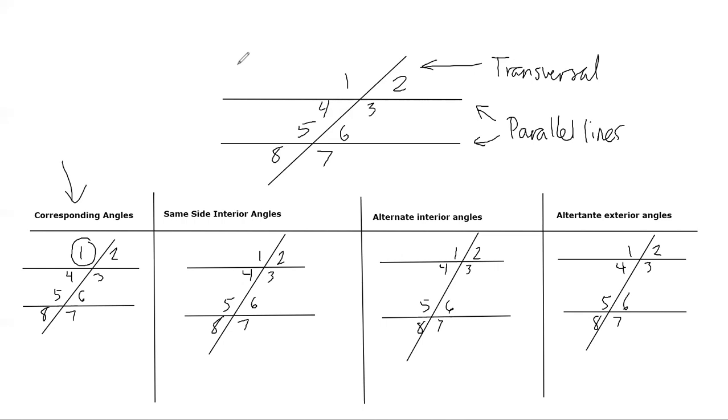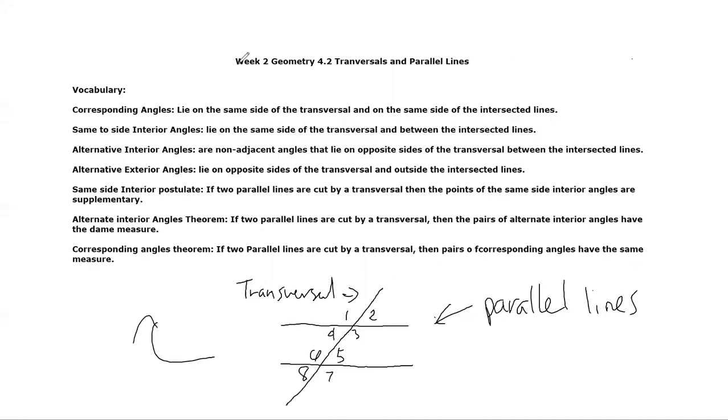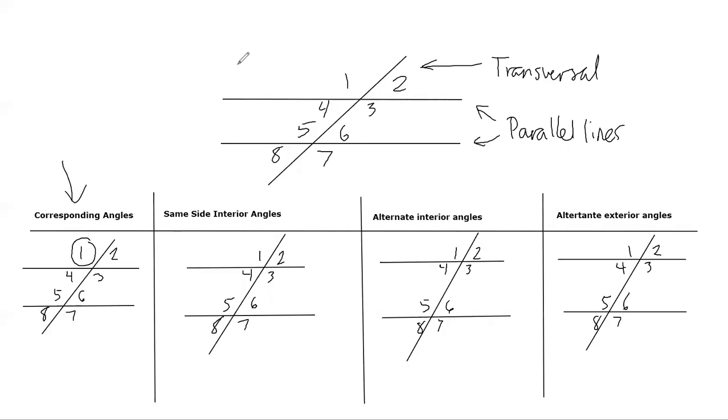Now, the rule, if we go back, says that corresponding angles have to lie on the same side of the transversal and on the same side of the intersecting lines. Okay, so what exactly does that mean? Well, same side of the transversal means they're either going to be on the left side of the transversal or the right side.